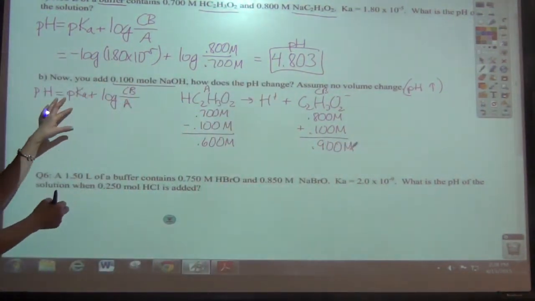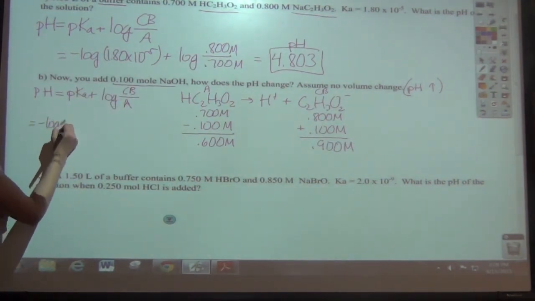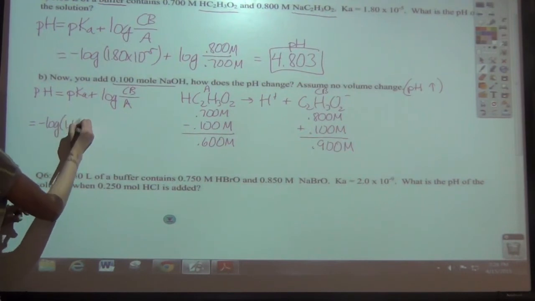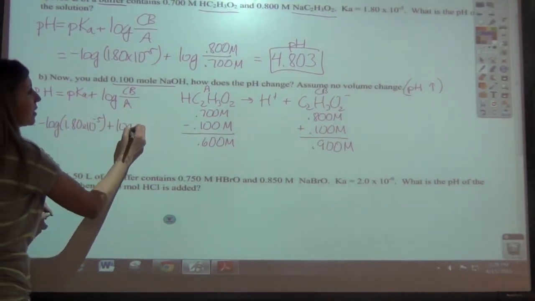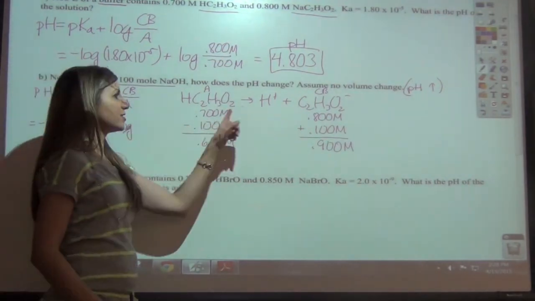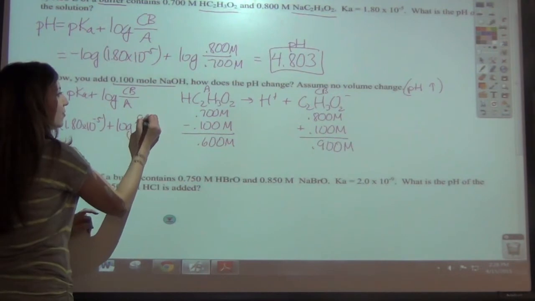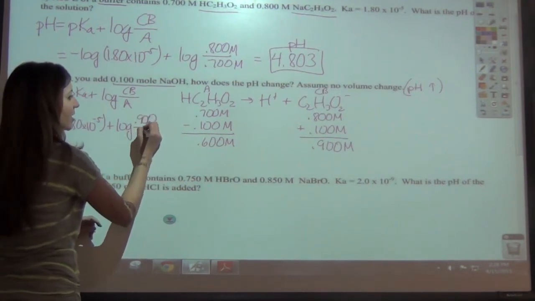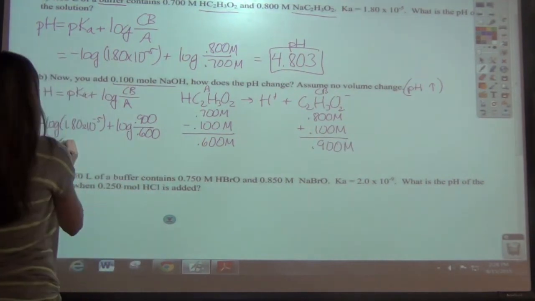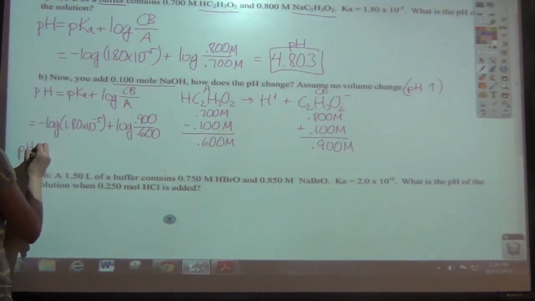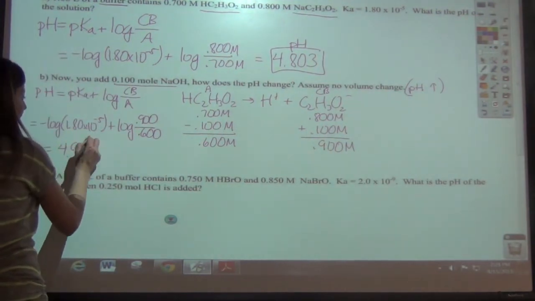And all you have to do now is, when you fill in the equation, it's all the same. Negative log, same as what we have up here, 1.8 times 10 to the negative 5th, plus the log. Instead of 0.8 and 0.7, now it's 0.9 and 0.6. So we've got 0.900 molar and 0.600 molar. So go ahead and put that into your calculator, and what you should get is that the pH is equal to 4.92.